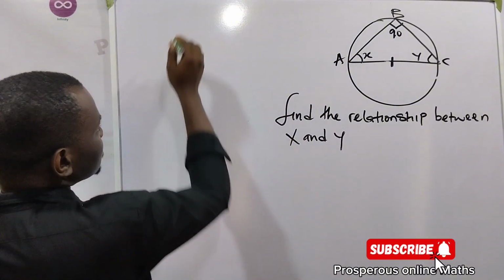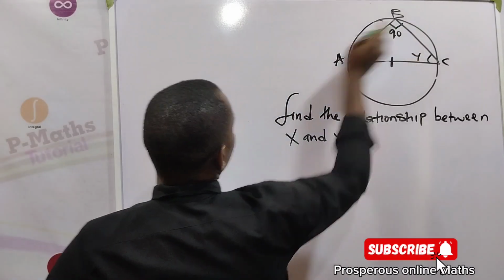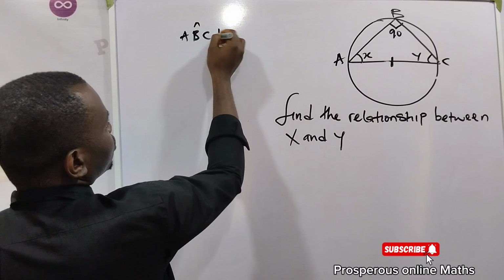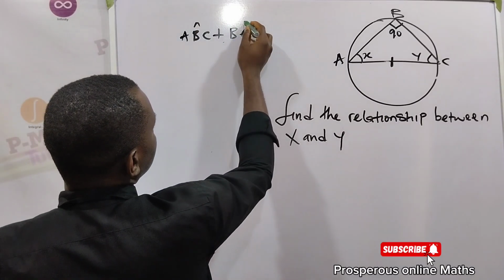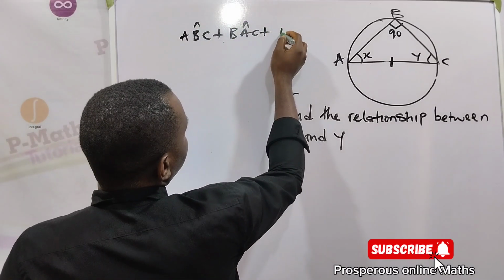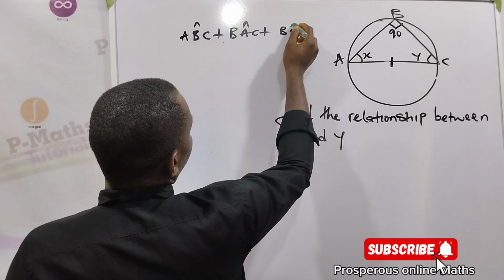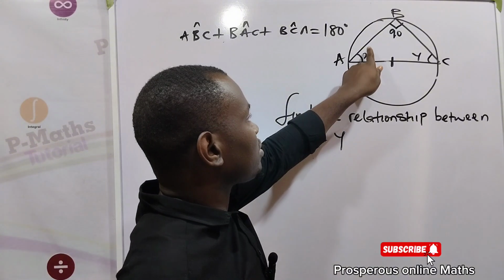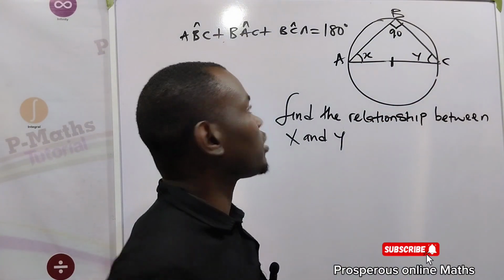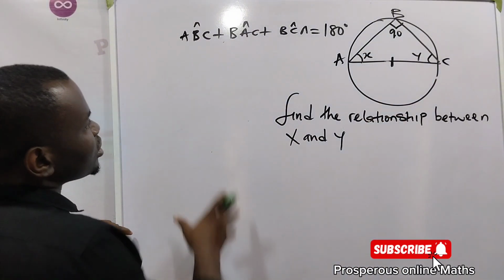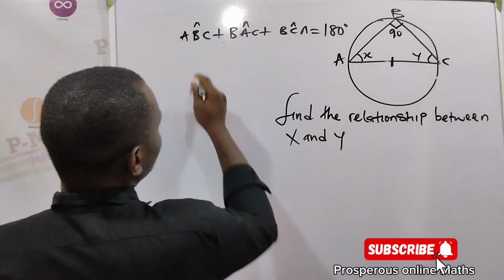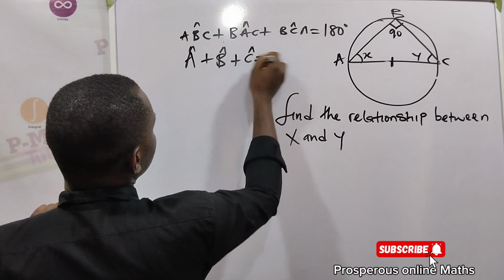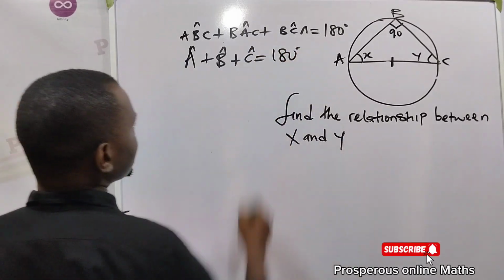To do that, we'll simply say that this angle at this position, let's say ABC plus BAC plus BCA, all of them will give us 180 degrees. When we add all of them, we have 180 degrees. So for an easy solution, let's make use of angle at A, angle at B, and angle at C. All of them will give us 180 degrees.